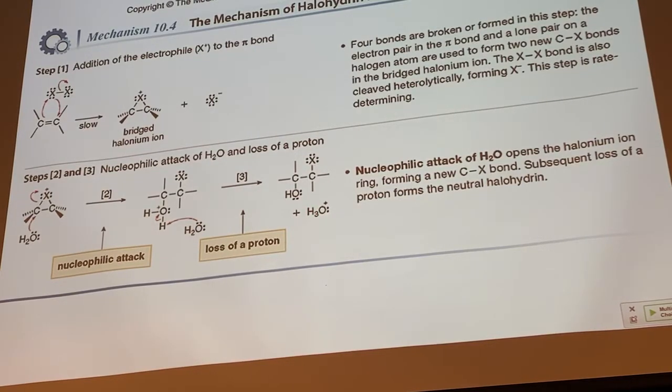Okay? So similar, we have the same bridged halonium ion intermediate, but why on earth is a weak nucleophile, water, reacting with this intermediate in preference to a strong nucleophile, halide?